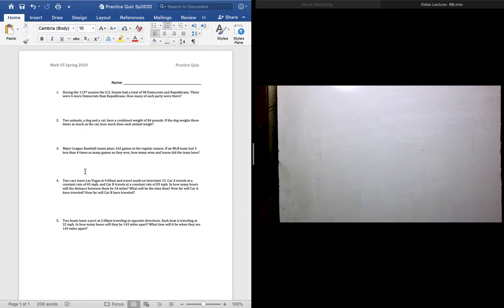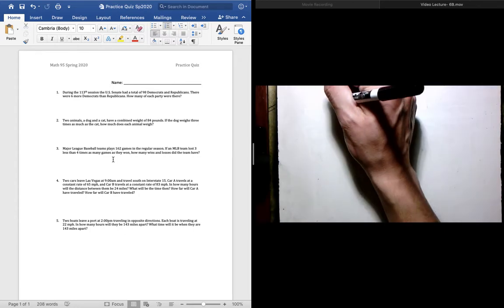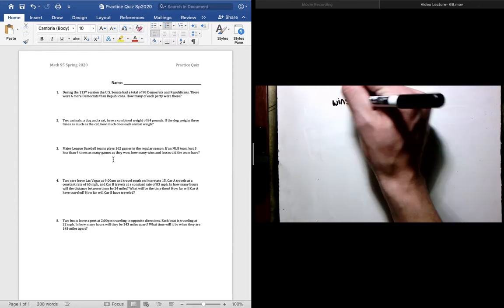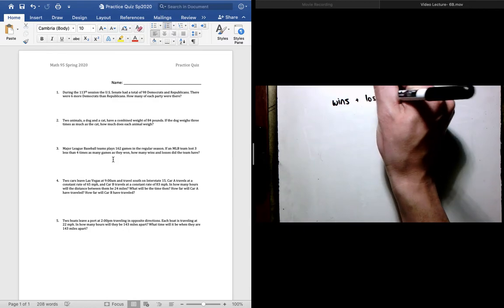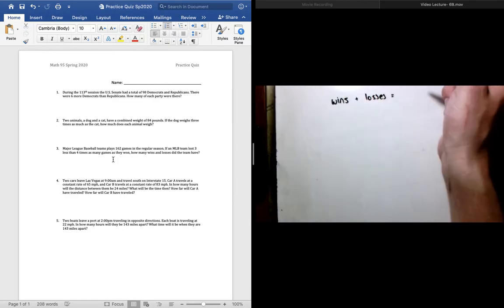Number 3 says a Major League Baseball team plays 162 games in a regular season. What's missing in this statement, and would probably be really nice, is all games are either won or lost. So you can't tie in baseball. If a Major League Baseball team lost 3 less than 4 times as many games as they won, how many wins and losses did they have? Okay, so we know right off the top that you can't tie, so the number of wins plus the number of losses is going to equal 162.